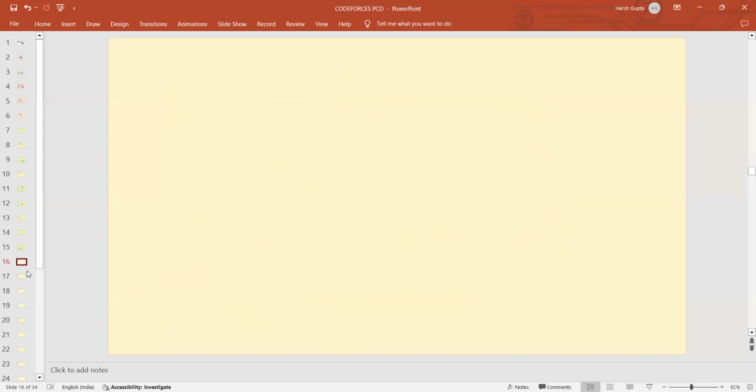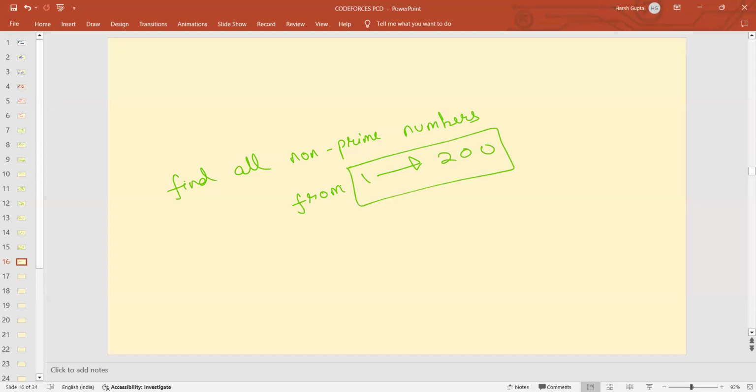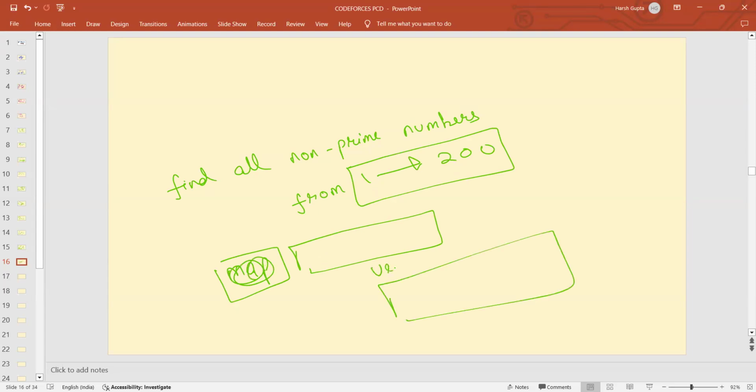So then I thought that if I do something like this, find all non-prime numbers from 1 to 200, and store them in some map or vector, anything you can use, store them somewhere. So let's suppose I am using a vector.